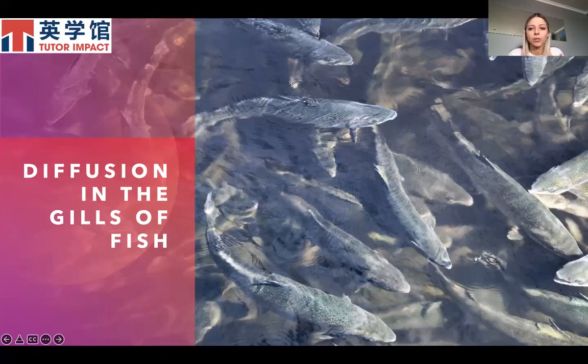So the two adaptations on these gills are obviously that the surface area to volume ratio is high in these little gill filaments and the gill lamellae, and also the blood flows in the opposite direction, which creates a constant steep concentration gradient for diffusion to be increased. As we spoke about before, this increases the rate of diffusion for these fish.